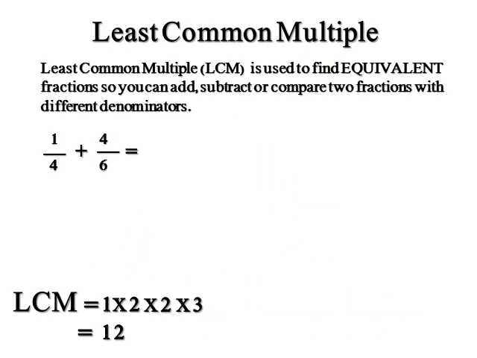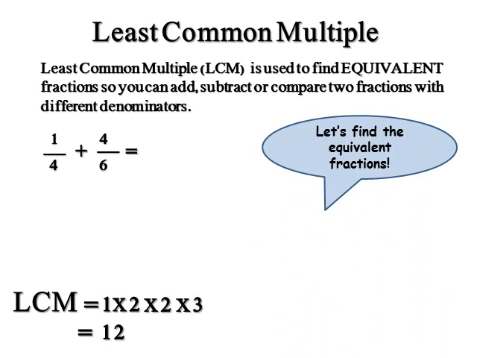Let's try that. Alright, so we have 1/4 plus 4/6 from the previous problem with the least common multiple of 12. So let's find the equivalent fractions. We know that 12 will be the new denominators. We just need to find the equivalent fractions of 1/4 and 4/6 with 12 as denominators. How do we do that?